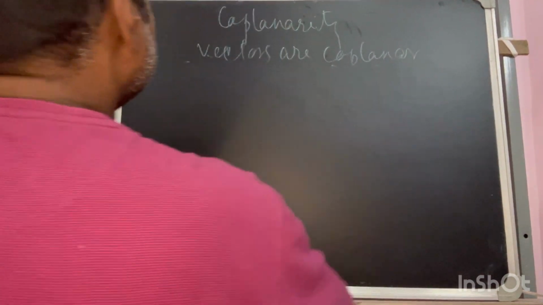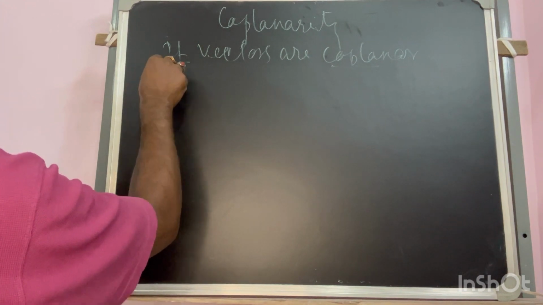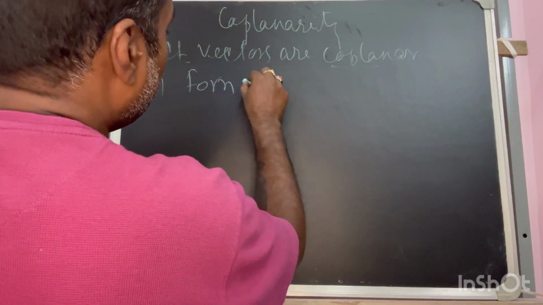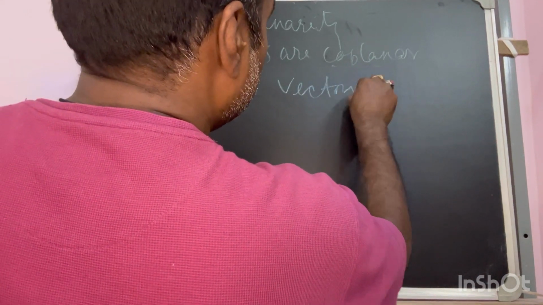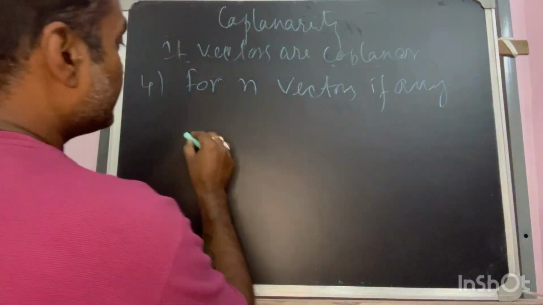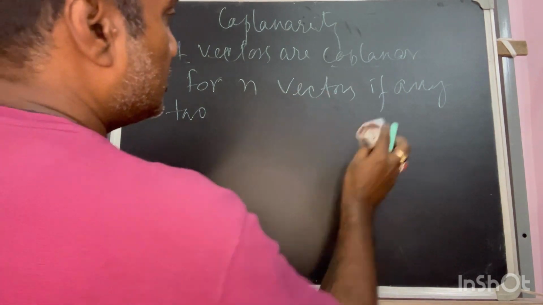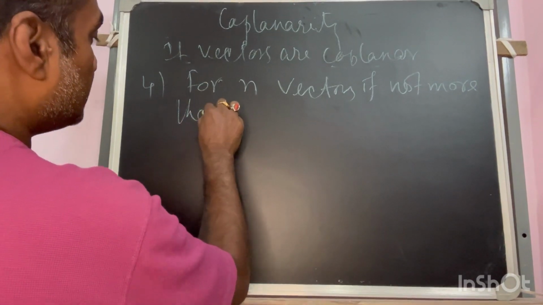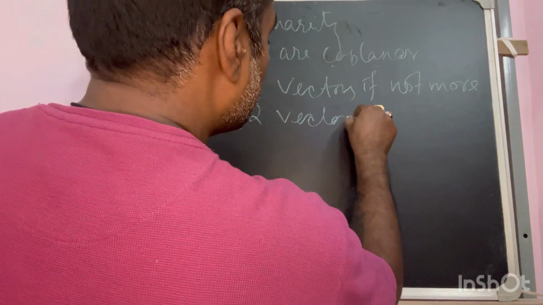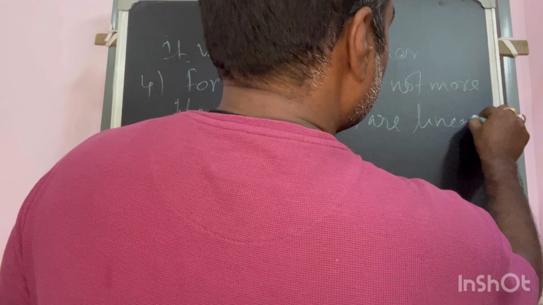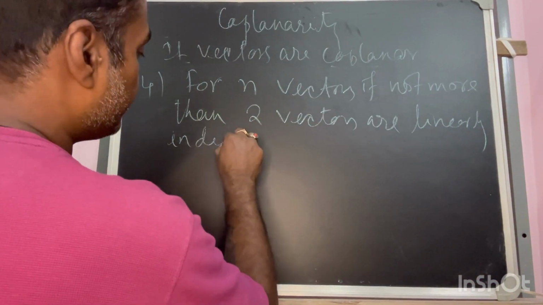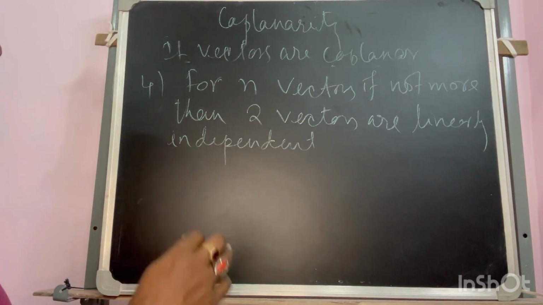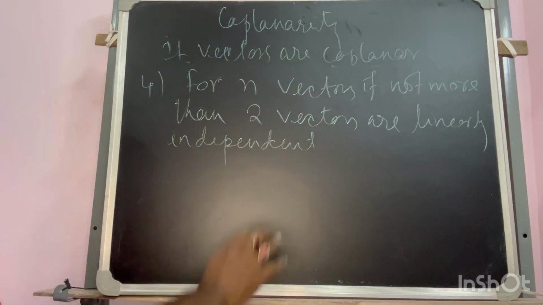So the next condition, the fourth condition, as I have come across the third condition. The fourth condition is that for n vectors, meaning there are n numbers of vectors, if not more than two vectors are linearly independent, then the vectors are coplanar. So this is very confusing to understand.